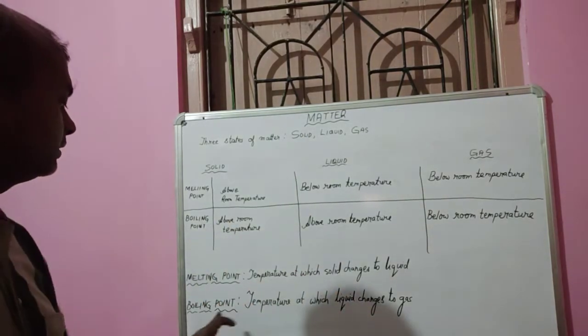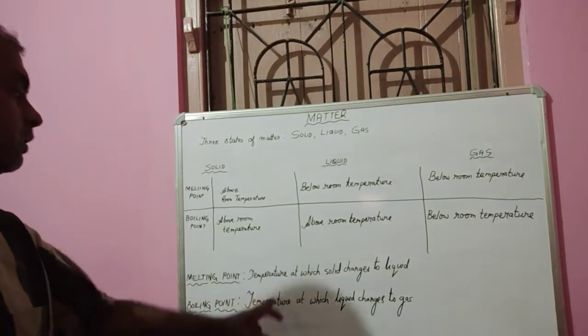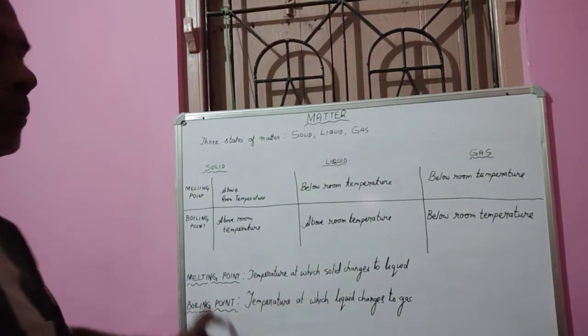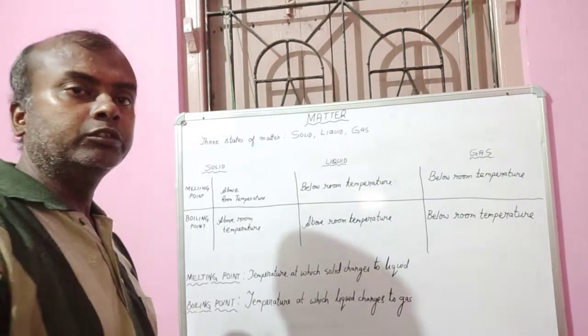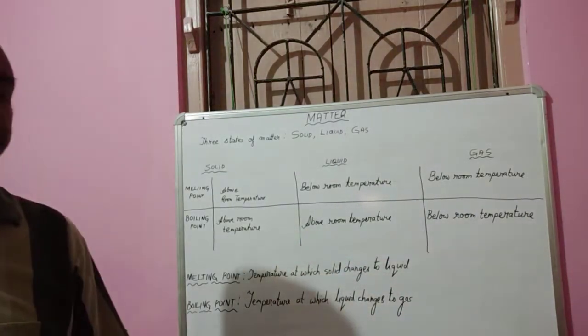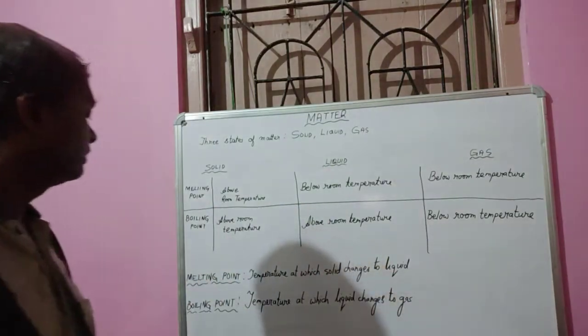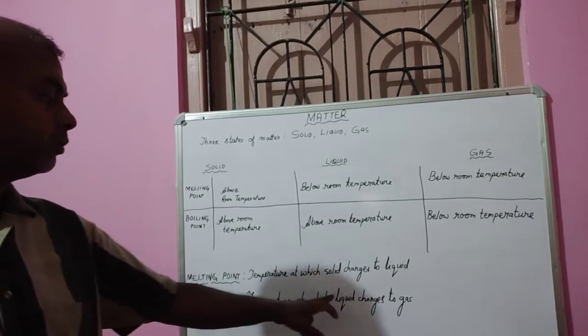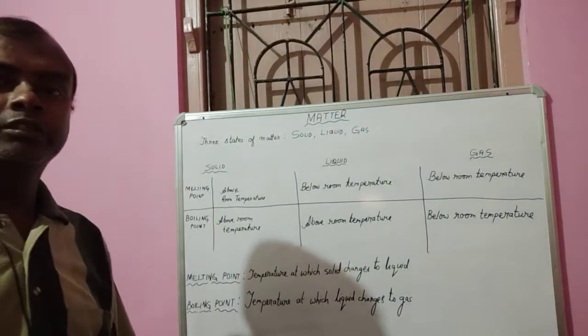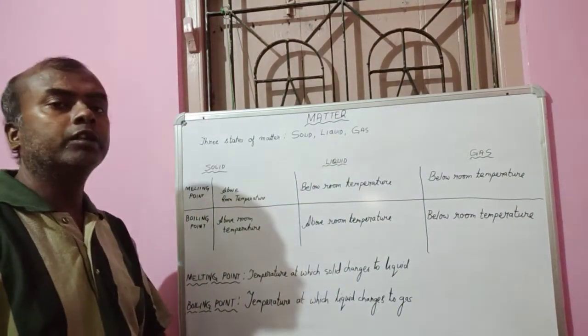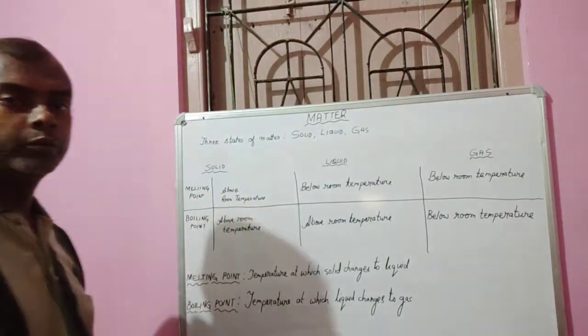Melting point is a temperature, boiling point also is a temperature. Temperature at which solid changes to liquid is called melting point. You know, solids can be changed to liquid, liquid can be changed to gas. So the temperature at which solid changes to liquid is called melting point, and the temperature at which liquid changes to gas is called boiling point. Okay. For different liquids, solids, you have different melting points and boiling points.